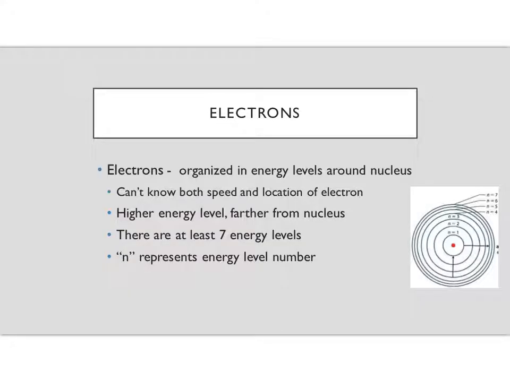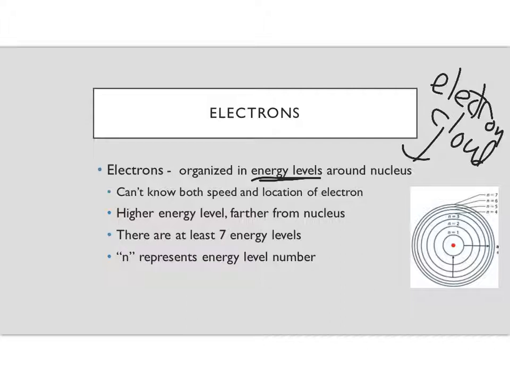Alright, so as we're talking about electrons, we need to know this: electrons are organized into what are called energy levels. Those energy levels are located around the nucleus. Remember, that area around the nucleus is called the electron cloud, and the electron cloud is organized into energy levels. Within these energy levels, the higher the energy level, the farther we are from the nucleus.